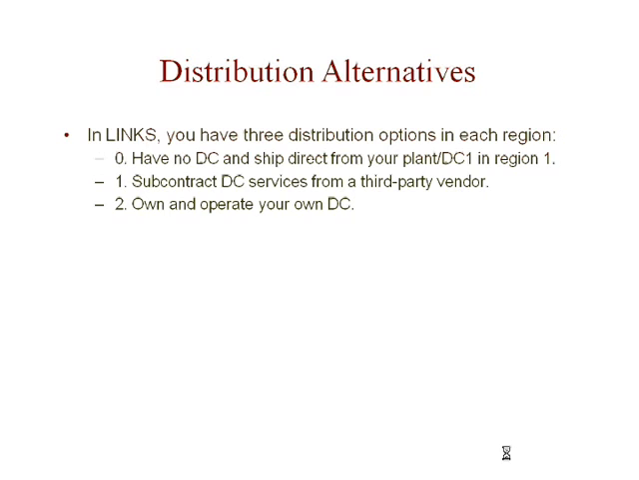Option 0 would mean that you have no DC in region 2 and region 3, and you would ship directly from your plant and its co-located distribution center DC1. Option 1 would imply that you have a subcontract DC service from a third-party vendor. And option 2 means you own and operate your own distribution center. So you could choose to have any of these options in any given region, especially region 2 and region 3.